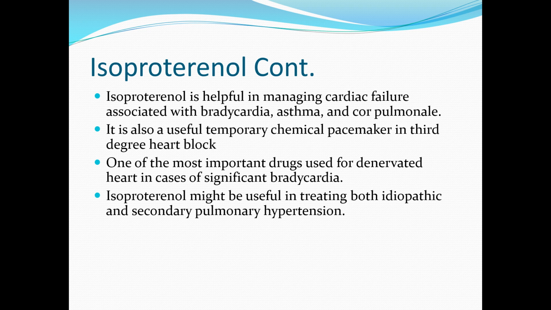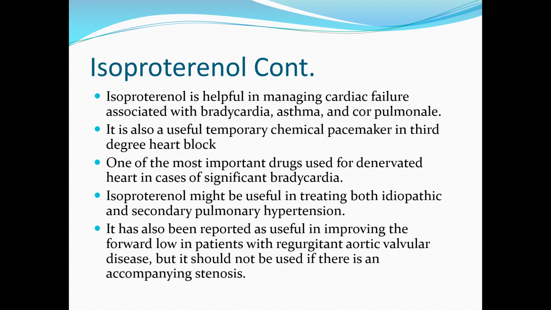Isoproterenol might be useful in treating both idiopathic and secondary pulmonary hypertension. It's not a standard drug for it, though. It's also been reported as a useful treatment modality in improving the forward flow in patients with regurgitant aortic valve disease. But it should not be used if there is an accompanying stenosis. If you give it to patients with aortic stenosis, you lose your afterload. Patients will die eventually.